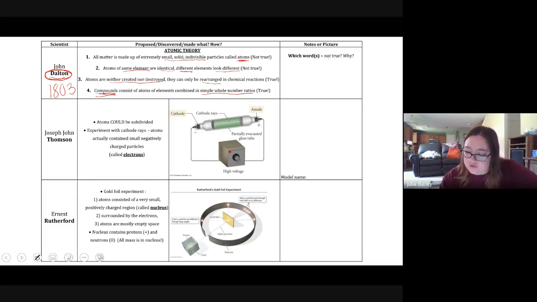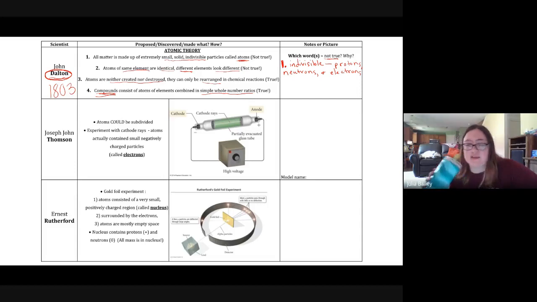Let's talk about what's not true about number 1 and number 2, though. In number 1, that word indivisible is not true. It turns out you can divide atoms. There are lots of ways you can divide atoms, but the most obvious ways are into protons, neutrons, and electrons. You can divide atoms into protons, neutrons, and electrons.